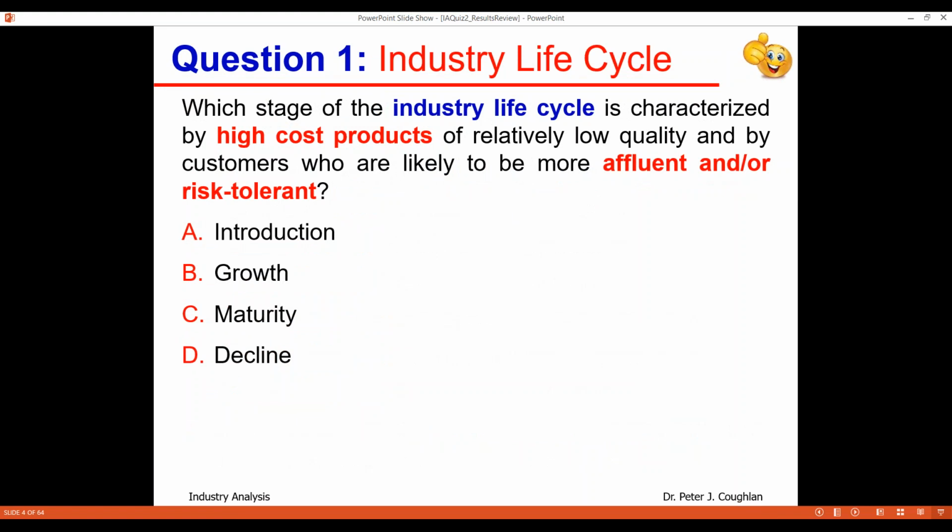Okay, so question 1, a thumbs up question, as you can see from my emoji in the upper right, meaning that at least 85% of all students answered this correctly. Which stage of the industry life cycle is characterized by high-cost products of relatively low quality and by customers who are likely to be more affluent and/or risk tolerant? Again, think about this logically. The products are not good quality and high cost, and the people buying them have the money to spare and/or are very risk tolerant early adopters, willing to try something that may or may not work. That is the introduction stage, and obviously the vast majority of you understood that. So that's the very early stage, the beginning stage in the industry life cycle.